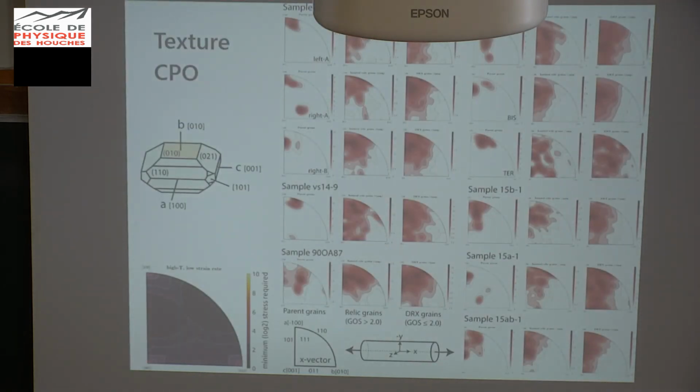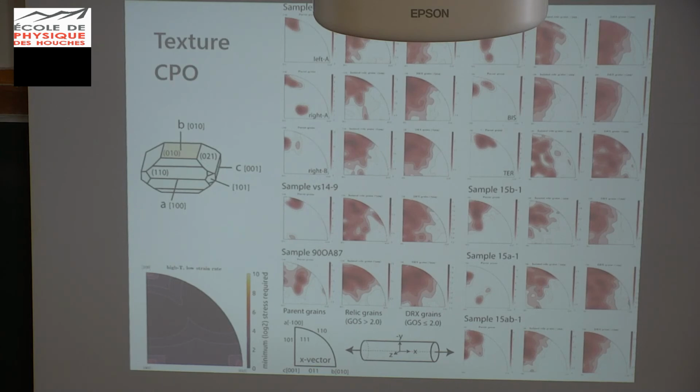Finally, the texture, the final part. So okay, these are inverse pole figures. The first column are the parent grains, that you have just maxima because it represents only one or two different grains. The second one is the relic grains, and the third one is the dynamic recrystallization grains.